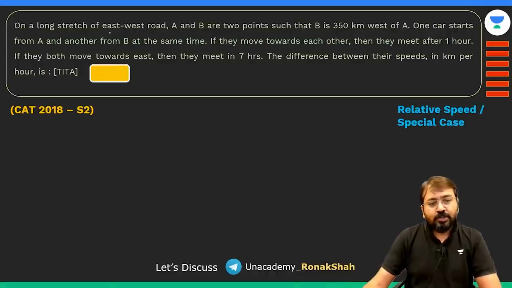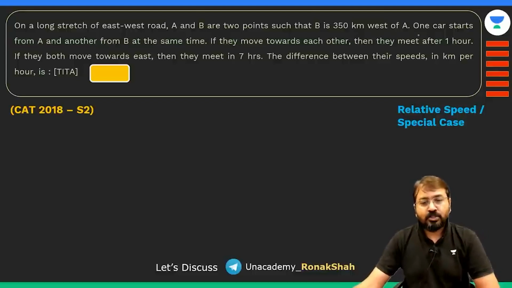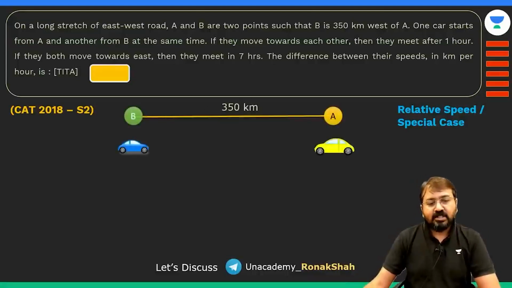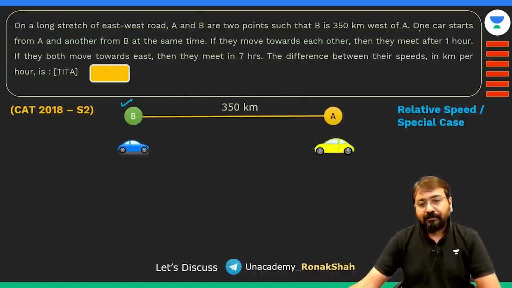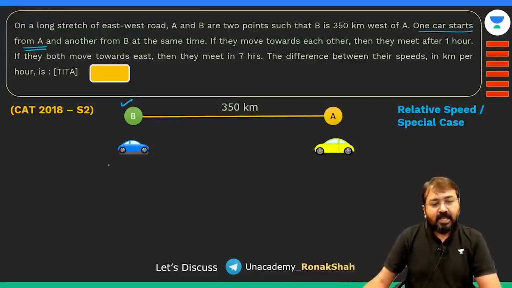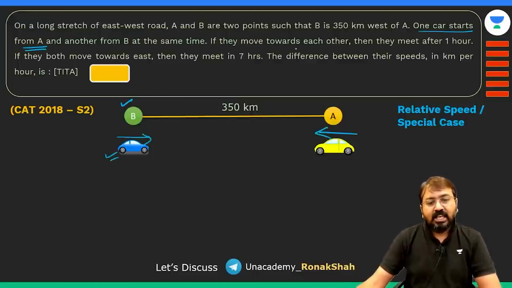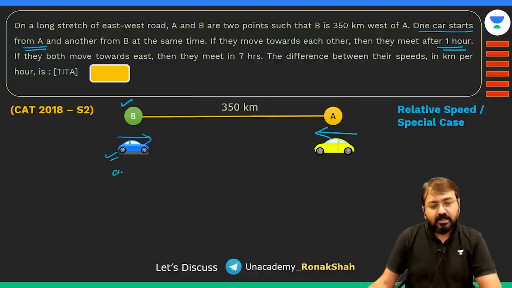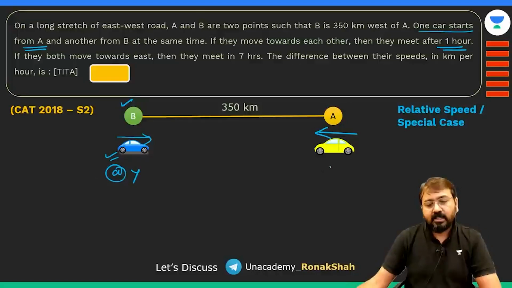On a long stretch of east-west road, A and B are 2 points such that B is 350 km west of A. So let me just indicate this situation. B is 350 km west of A, right? One car starts from A and another starts from B towards each other. If they move towards each other, then they meet after 1 hour. So let's assume that this car is traveling at Y km per hour, and this car is traveling at X km per hour.